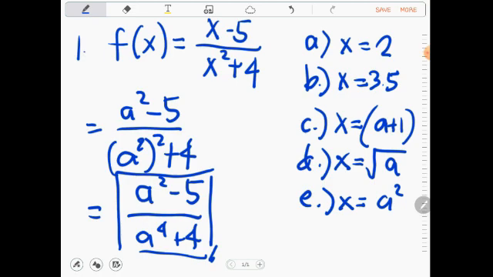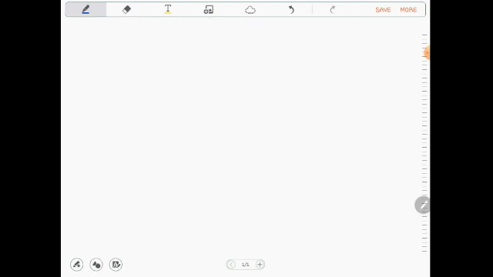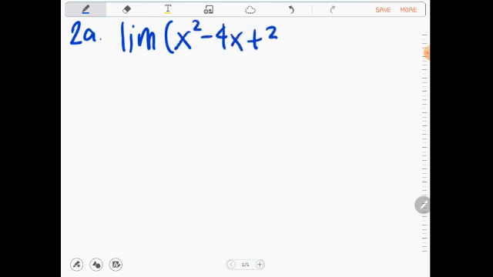Okay? So we come now to letter or number 2, yung ating limit. Okay? Meron tayong 2a, 2b, 2c, 2d, at saka 2e. For 2a, yung ating question ay, find the limit of a function x squared minus 4x plus 3 as x approaches to 2.